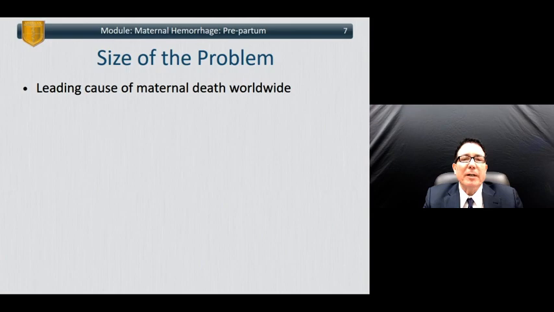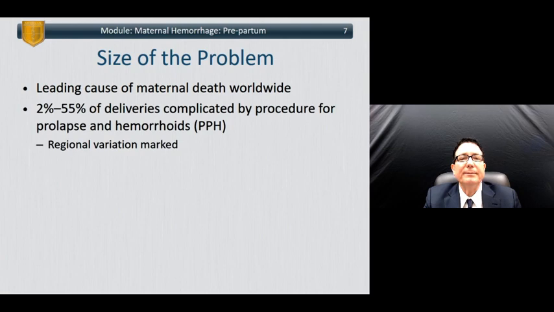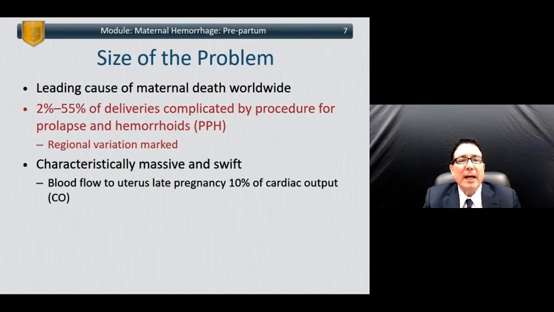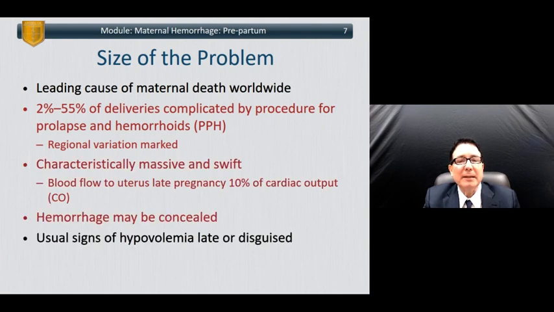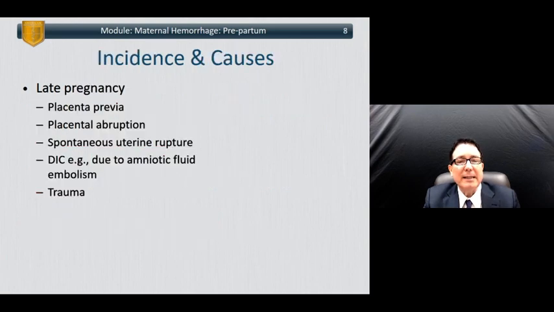Maternal hemorrhage prepartum. It is the leading cause of maternal death worldwide. 2 to 5% of deliveries are complicated by hemorrhage. Regional variation is very marked. Characteristically, it's massive and swift. Blood flow to the uterus in late pregnancy is 10% of cardiac output. Hemorrhage, again, may be concealed, with the usual signs of hypovolemia late or disguised.